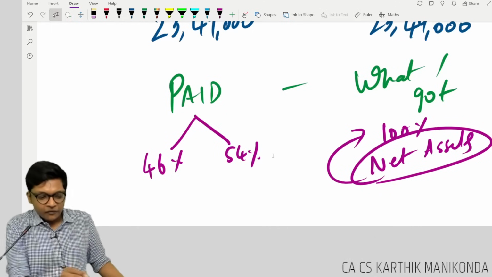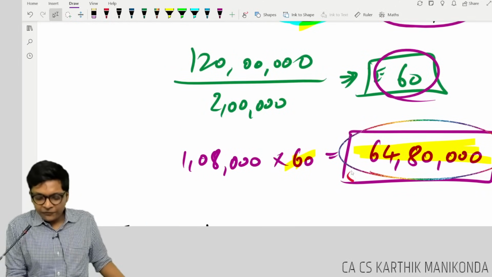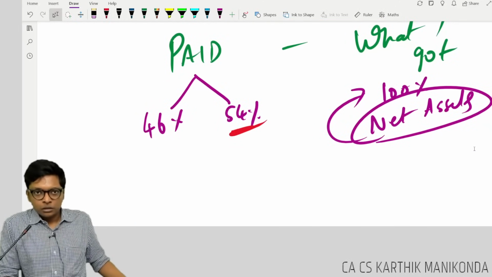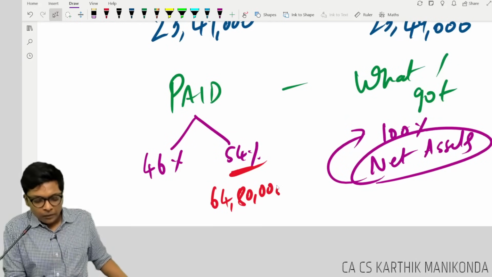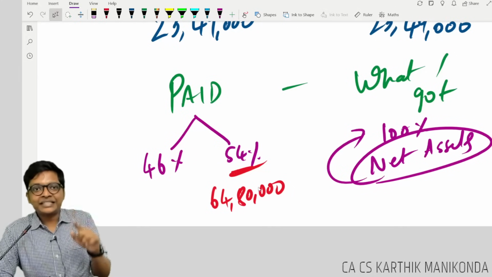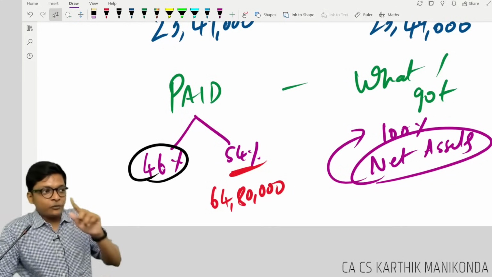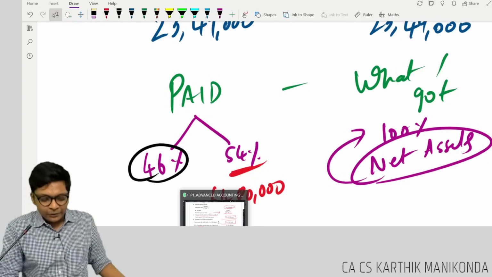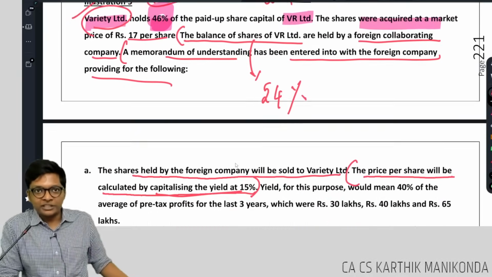So what I paid includes double thing. Now what I paid for 54, what you paid, guys? 64 lakh 80,000. Correct? This is what you did, Kalyan. The common mistake everybody does is they take only 64 lakh 80 and forget to take 46%, which was already paid in the past. How much did you pay for 46%? Can you find out from the question? They have given a subtle hint in the question.